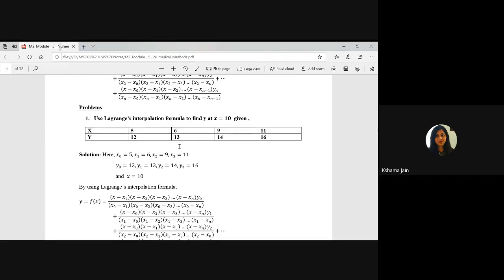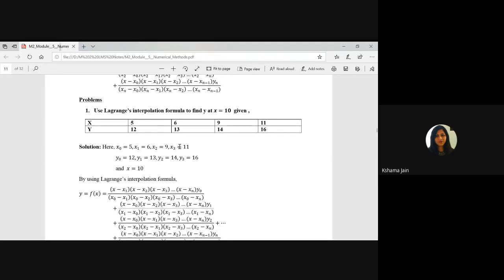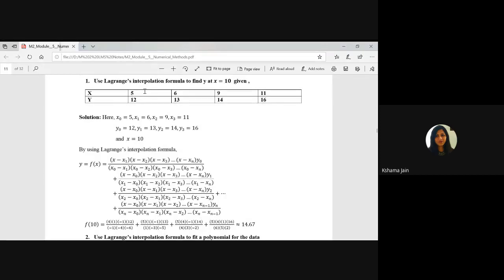So you will directly put into the formula. Here x naught, x1, x2, x3 are there, so we will be having four terms. First avoid the x naught term, subtract from x naught, put y naught, plus. Now avoid the x1 term, put y1, and in the denominator from x1 subtract each term, plus. Here x2 we will avoid, so it will come, plus.